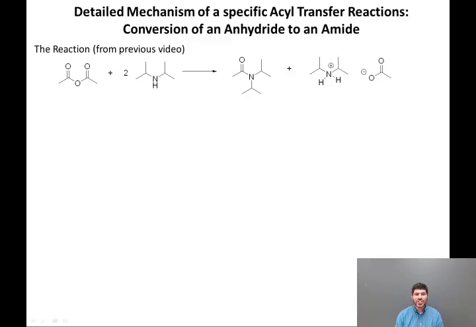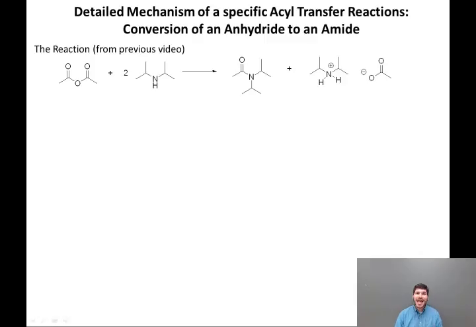So in the reaction itself, we have an anhydride, specifically acetic anhydride in this case, reacting with two molecules of diisopropylamine to give N,N-diisopropylacetamide as the amide product, and then the byproducts are diisopropylammonium acetate. Those are basically the byproducts that we don't care about.